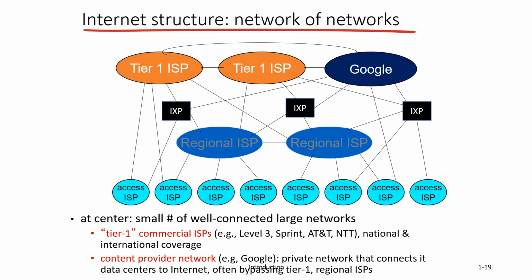So tier 1 commercial ISPs, for example Level 3, Sprint, AT&T, NTT in Japan. These provide national as well as international coverage. And then you have content provider networks like I explained in the previous slide, for example, Google, Netflix, Microsoft, etc. These are private networks that connect their data centers directly to the internet. So they bypass your global internet service providers if they want to streamline and customize the services they are providing for your region and bring that service closer to the end user.